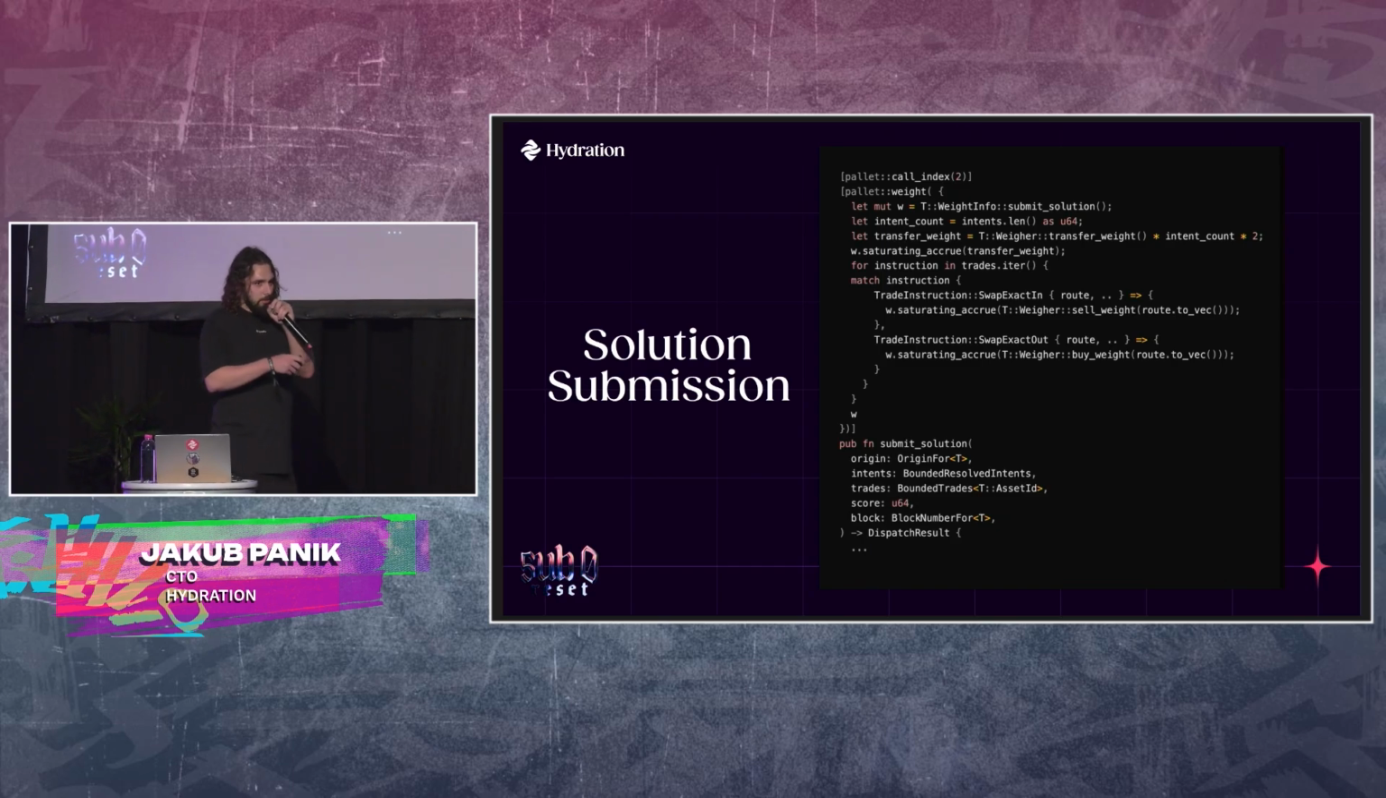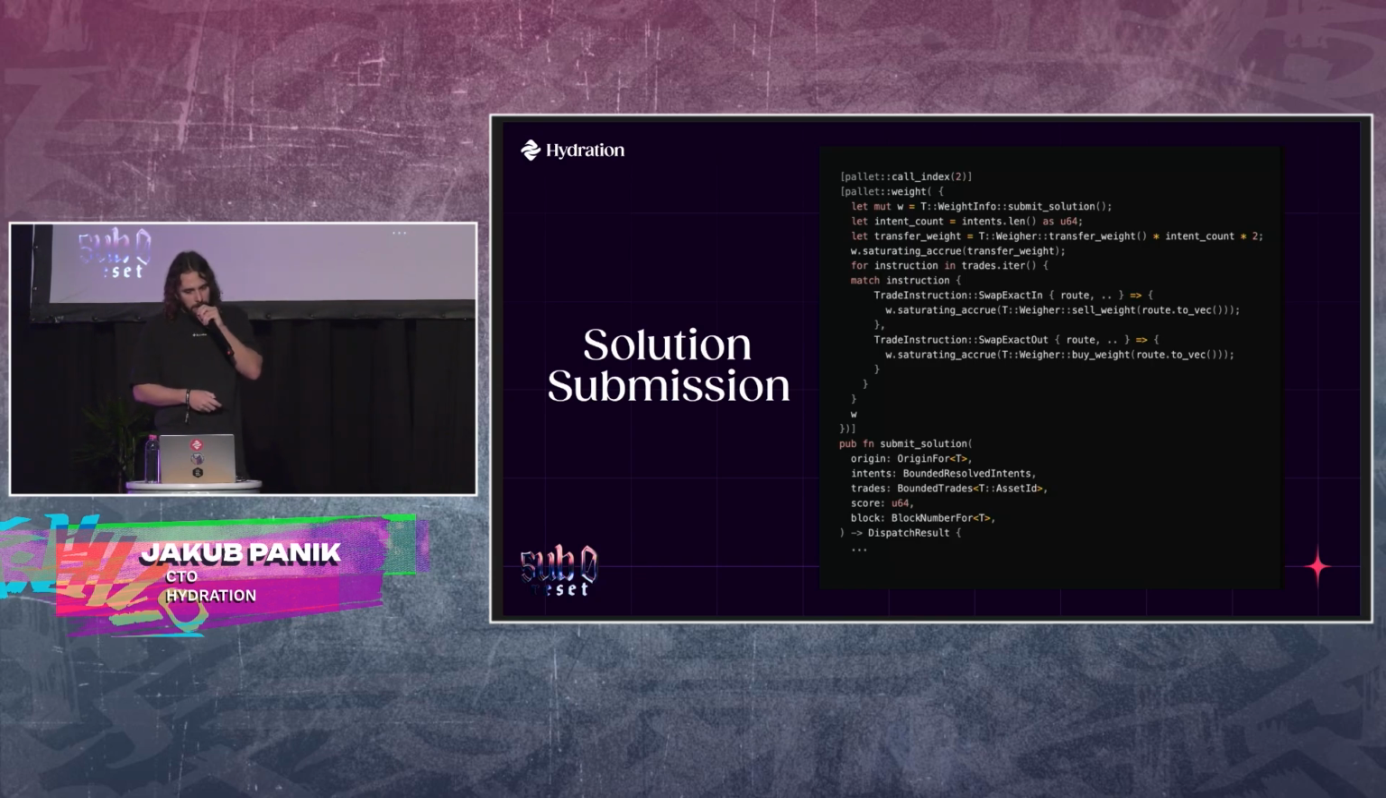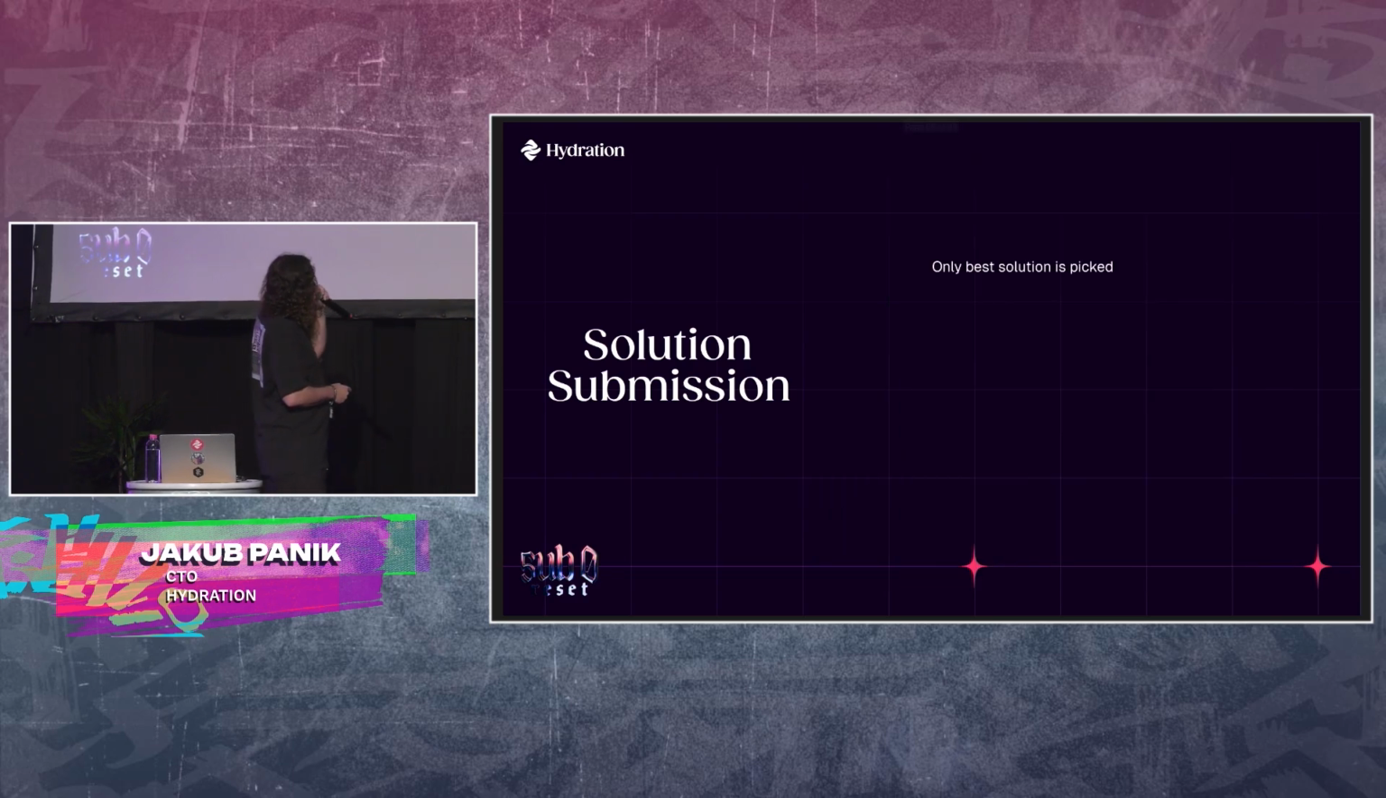And we can calculate that the worst possible scenario, if we have two matched intents, is 2 transfers and 1 swap in the pool. If you have more, then this scales much better because you have much cheaper transactions that are coming into the block, which are the transfers. So once you submit the solution, only the best one is picked.